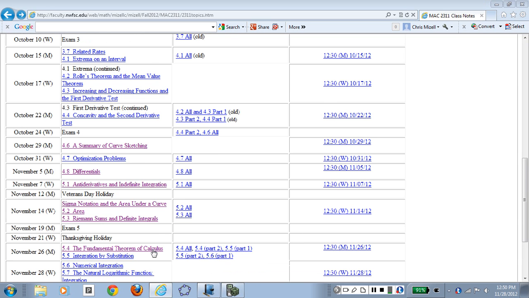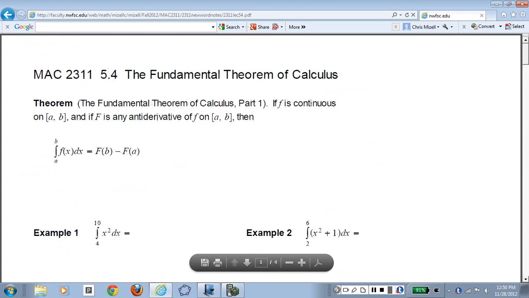Let's look then at 5.4, Fundamental Theorem of Calculus Part 1. There will also be a Fundamental Theorem of Calculus Part 2. Fundamental Theorem of Calculus Part 1 is going to be a way for us to use the idea of the antiderivative to make a direct calculation for the area bounded by a continuous curve and the x-axis over a bounded interval. Let's look and see what it says.